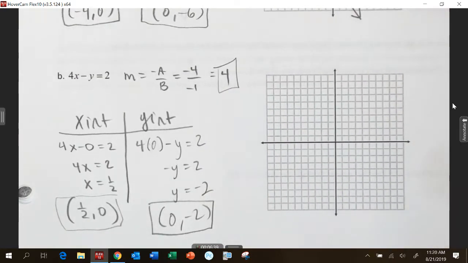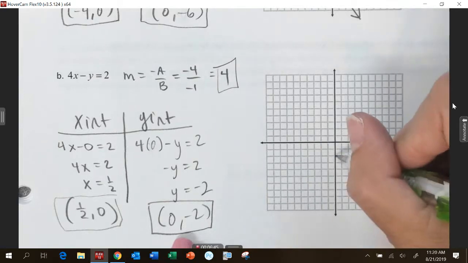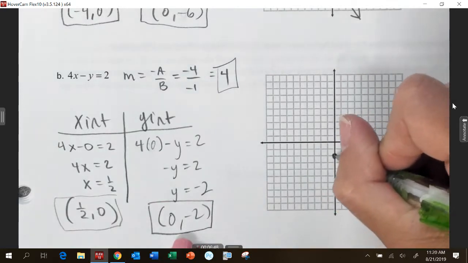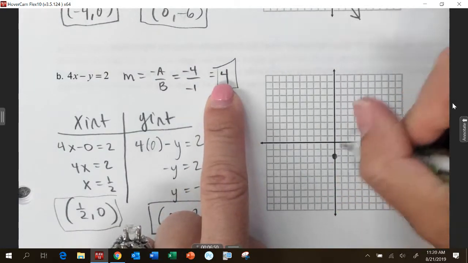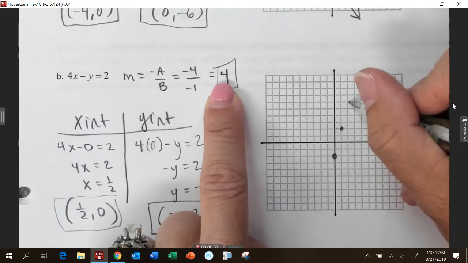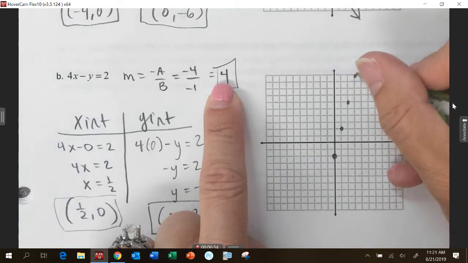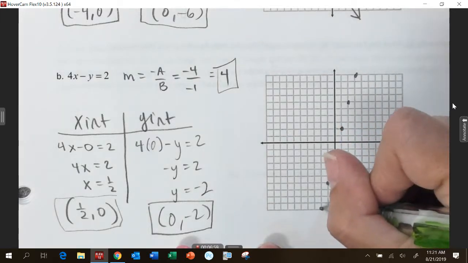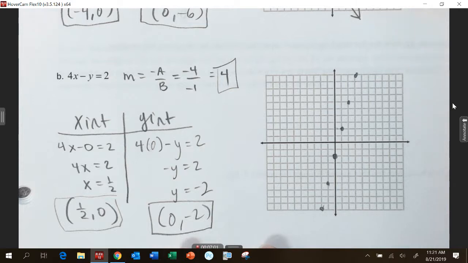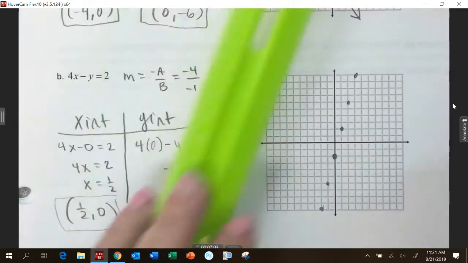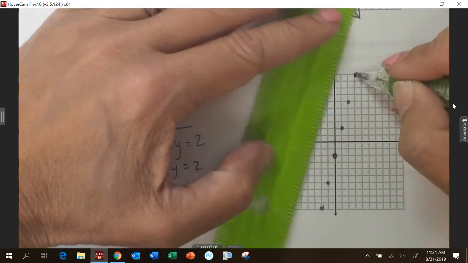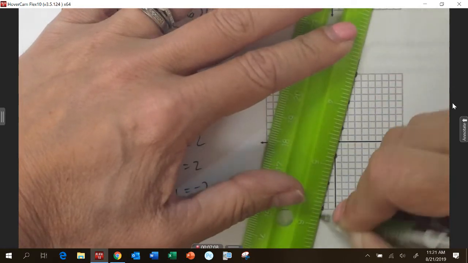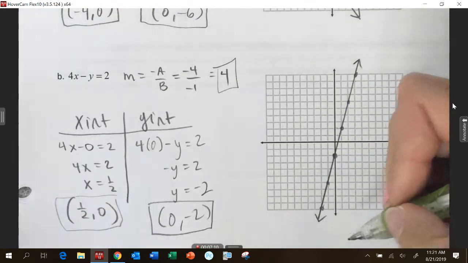So here's where I might want to use different information. Maybe for this one, I'm going to graph 0, negative 2, and from this point, use my slope. Up 4 over 1. Or down 4, left 1, down 4, left 1. I probably still want to look at that x-intercept and make sure that it is on this line, even though I didn't graph it to find the line.